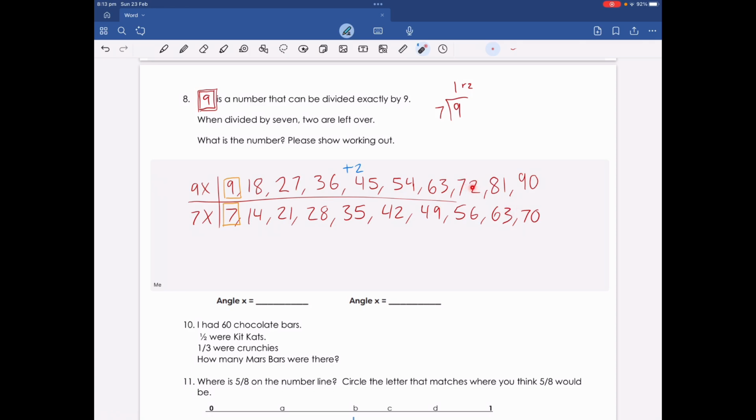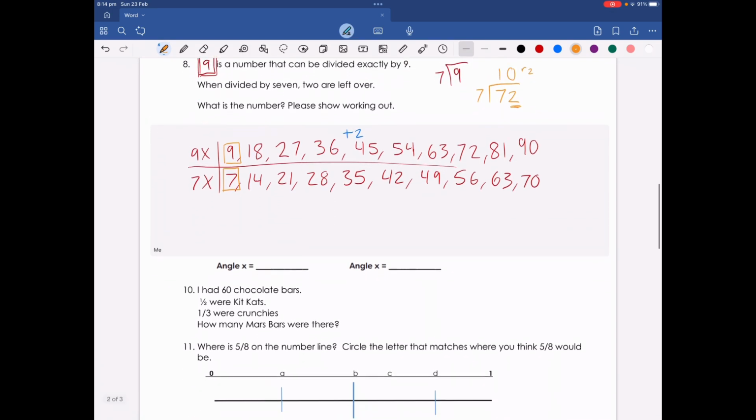Because 72, if we divide by 7, it of course goes 1 time into 7, into 2 it doesn't go, and there are 2 remainder. Because this is our remainder. So it could either be 9 or 72 as a possible answer. Alright, wasn't that fun? Let's keep going.